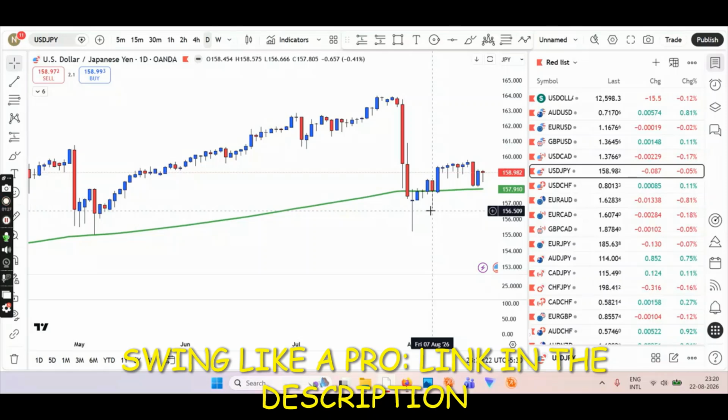As per the structure, weekly and daily both are above the EMA. So I will say look for longs after pullback in 4 hour. But at the same time, I think it might go down.